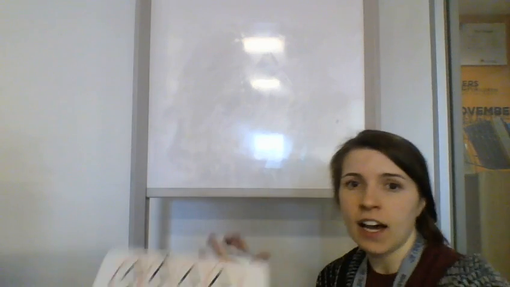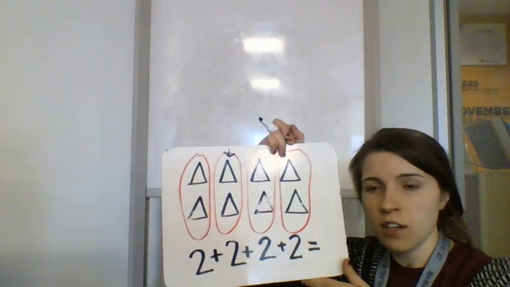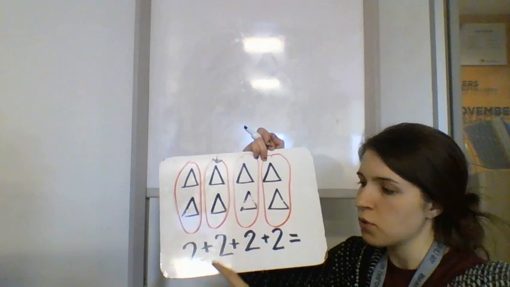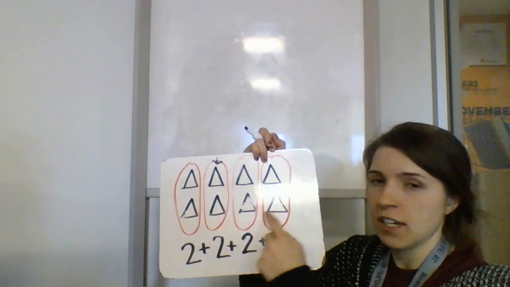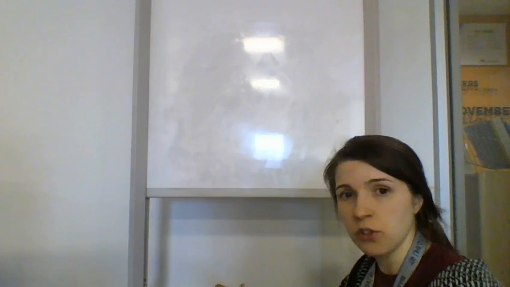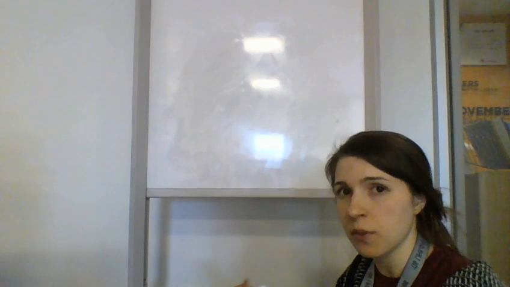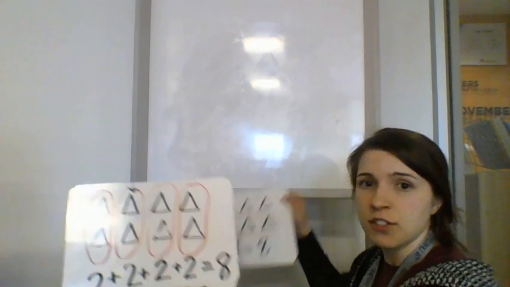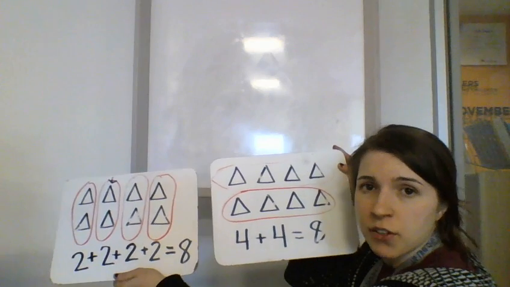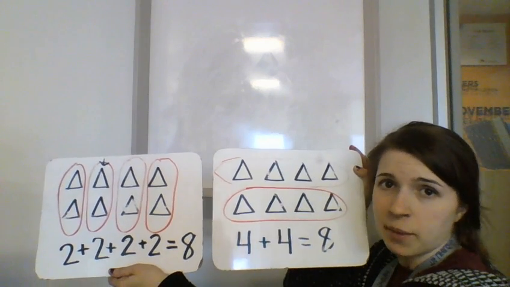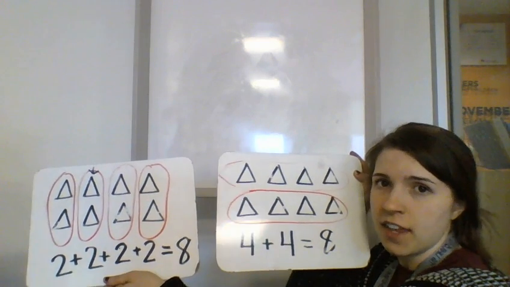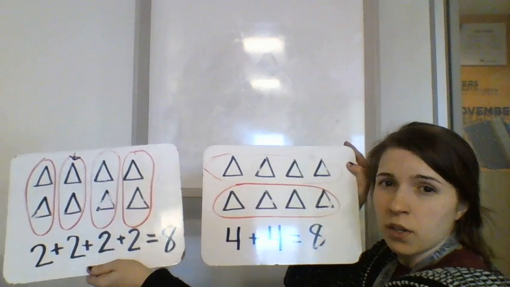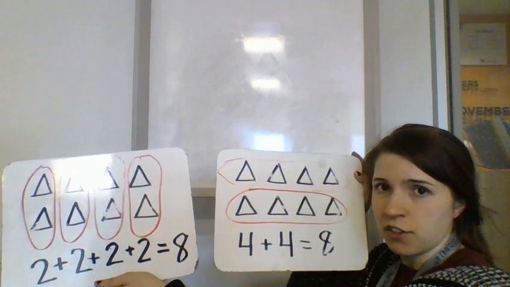So now let's see how many there are here. So this one, there's 2 in each, so you can count by 2s. 2, 4, 6, 8. So 2 plus 2 plus 2 plus 2 equals 8. So these are 2 different ways that you can make equations to show how many triangles are in that array. So they both equal 8. You're just showing it a little differently.